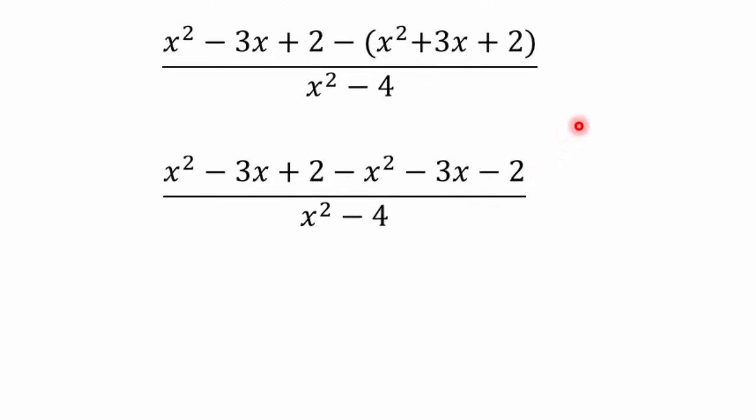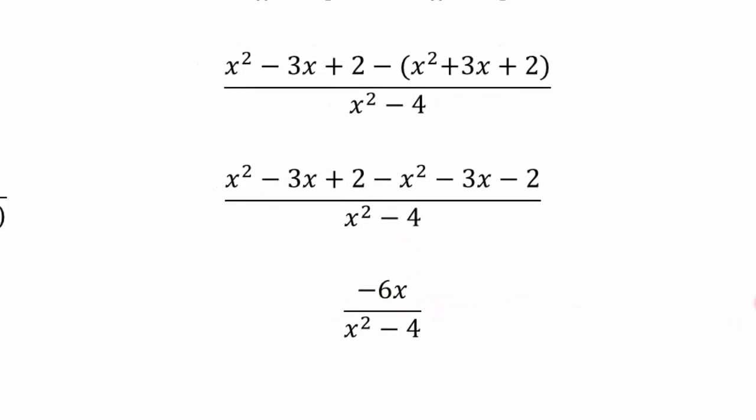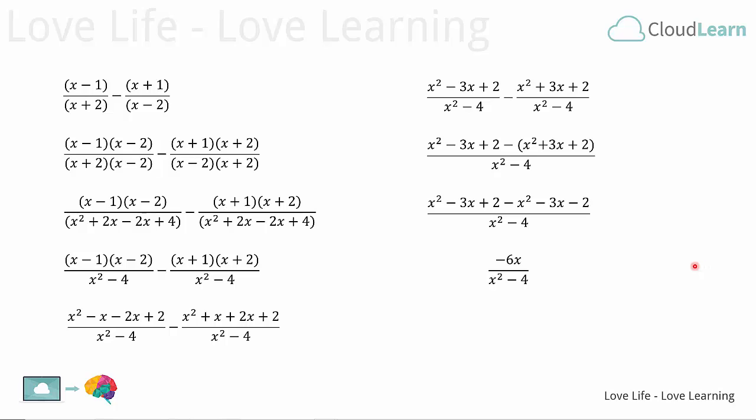The next step, of course, is to combine terms of the same type. So we've got x squared, take away x squared, that gives us nothing. We've got 2 minus 2, so that cancels out as well. And we've got minus 3x minus 3x giving us our minus 6x. And that is effectively the problem simplified. Now you'll see our final fraction is a single fraction, and it's much simpler than what we started with.